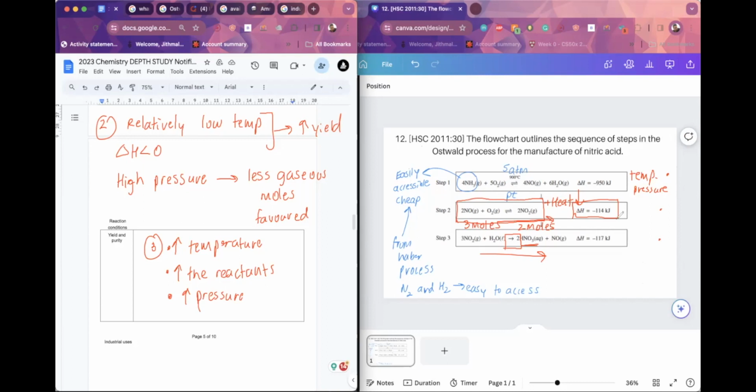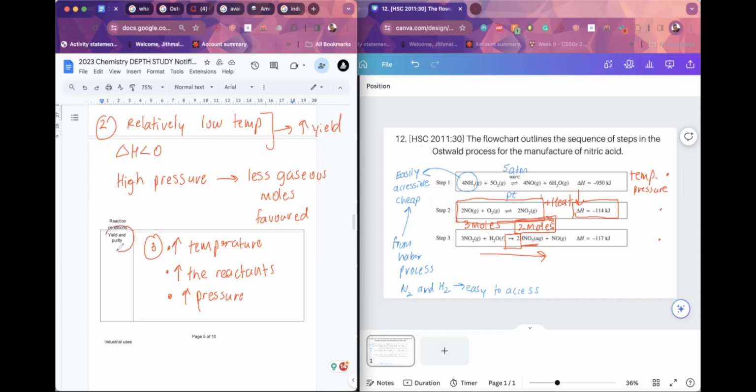Let's say, for example, there's less gaseous moles on the right, then having an incredibly high pressure is going to shift it to the right. However, having a high pressure vessel means that there's going to be more maintenance, there's going to be more danger to staff. So there's a compromise pressure that's normally met.